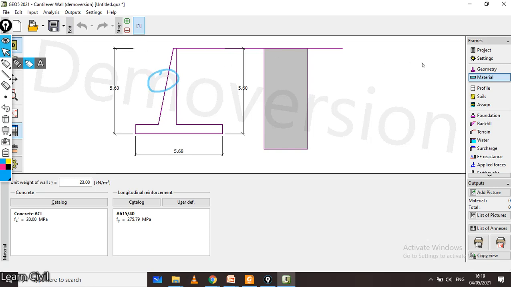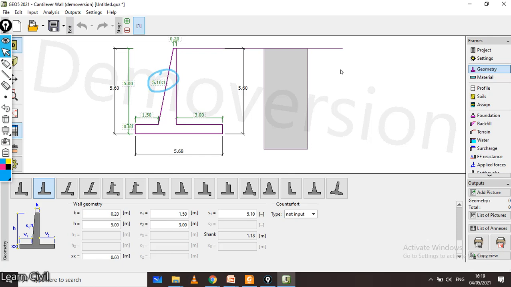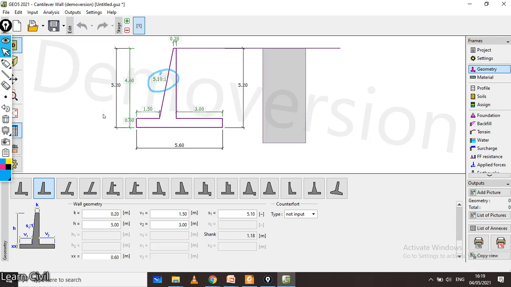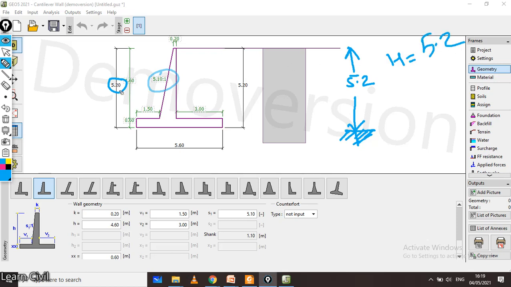Just a minute. In geometry, we will be providing this as 4.6 meter. Okay, let us provide this as 4.6 meter. So this total height will be 5.2 meter. For this particular case, we have to retain a soil mass up to a total height of 5.2 meter from the base or from the foundation level. Total height of your retaining wall, this h is equal to 5.2 meter.